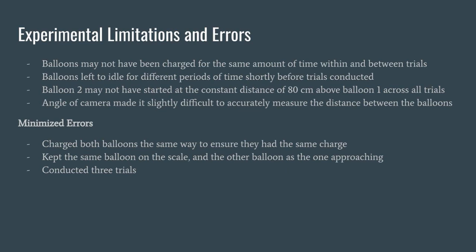Also, if balloon 2 didn't start at the same height across all trials, that could cause premature weight changes early in the trial, affecting the calculated weight change and therefore the charges. Finally, the angle of the camera made it hard to measure the distance between the balloons accurately. Some ways we tried to minimize error is that we charged up the balloons for an equal amount of time for each trial. We kept balloon 1 and 2 the same for consistency, and we conducted 3 trials.